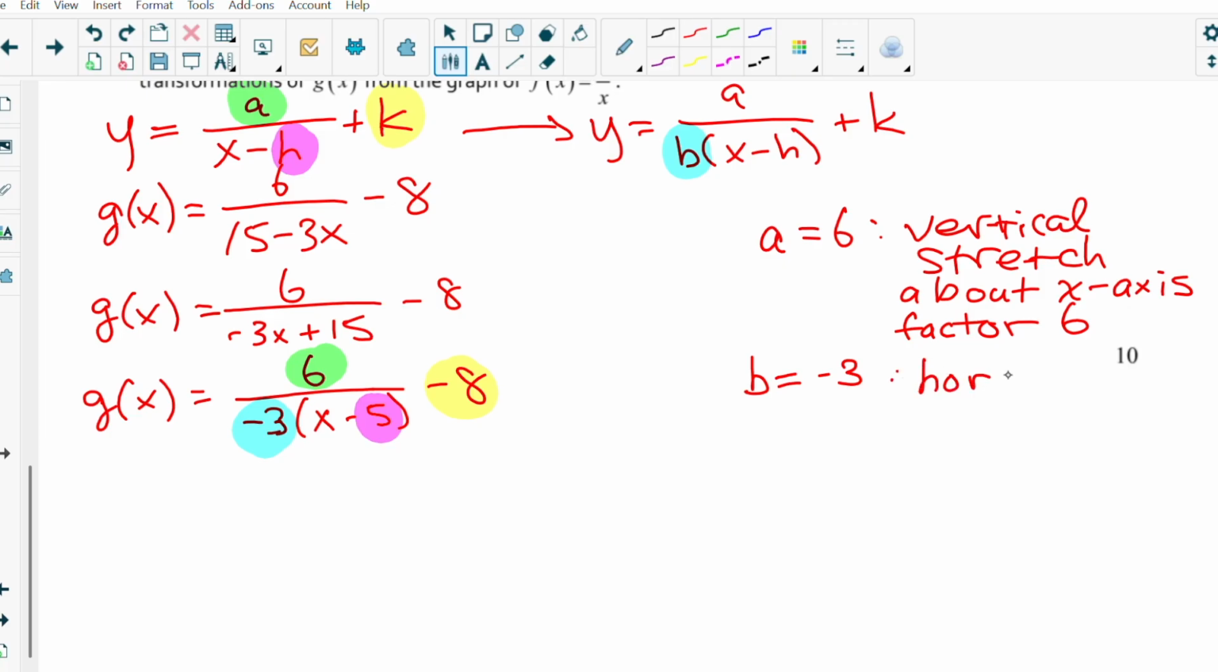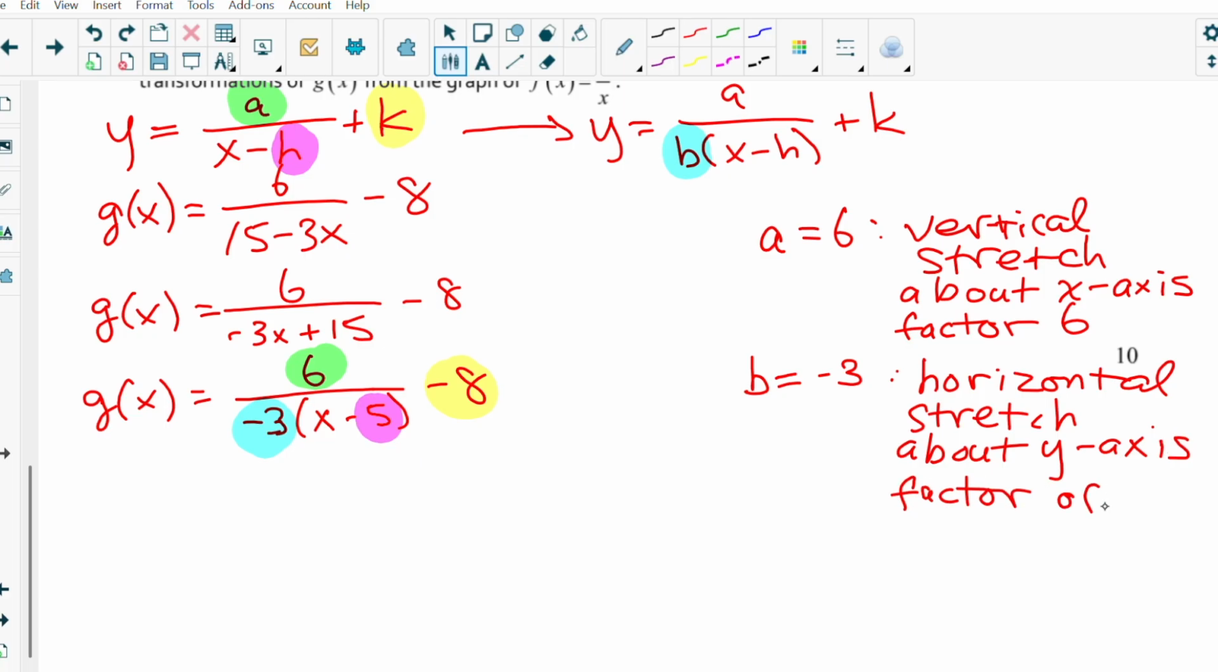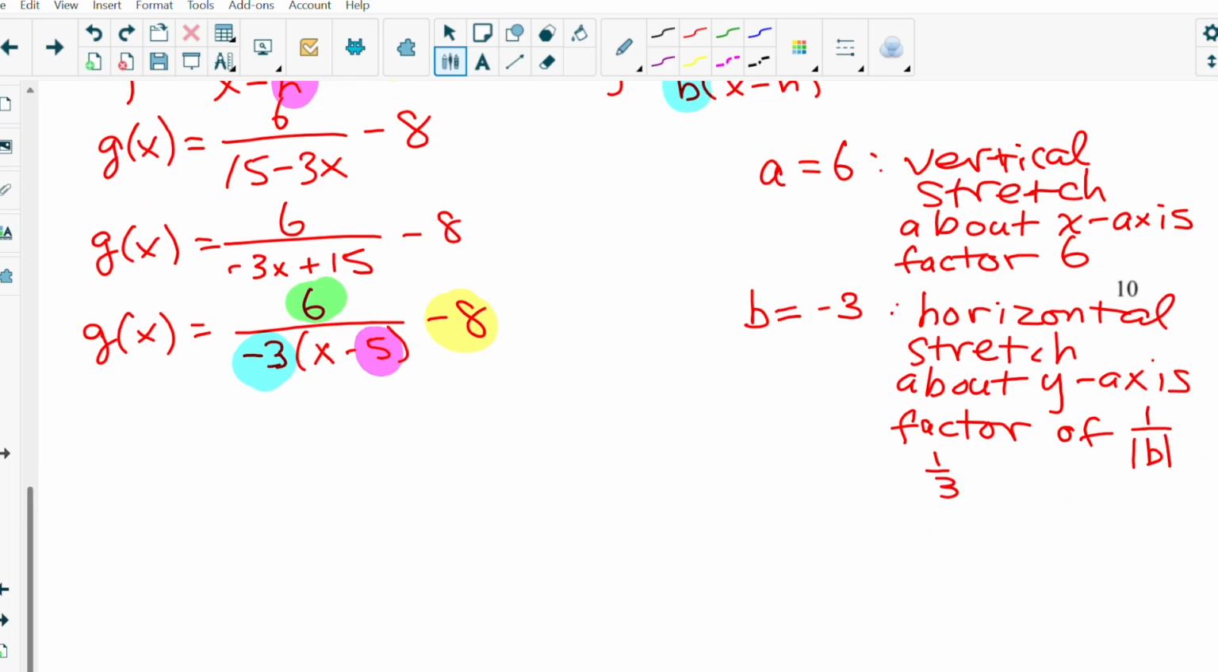That is a horizontal stretch about, this time, the y-axis by a factor of, so this one, just be careful, that's 1 over absolute value b, so it's 1 over 3. So that's your factor. Also, since b is less than 0, that is a reflection in the y-axis.